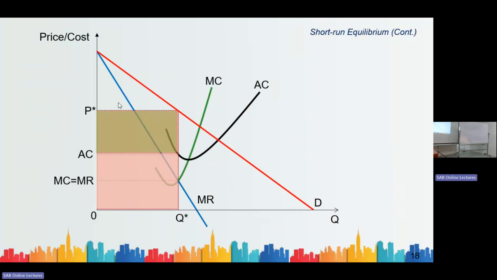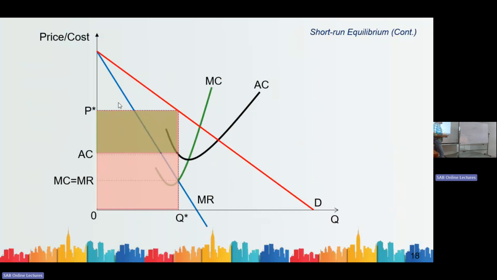At this point, the MC curve is increasing. So MC is taking a positive slope. What about MR? MR is decreasing, so MR takes a negative slope. Which is greater, positive value or negative value? Positive value is greater. So the second condition is also satisfied.